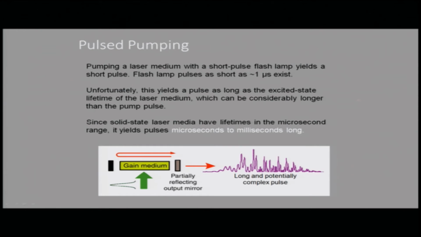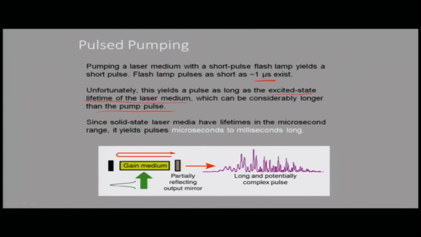So, instead of using a pulse shortening device, if you already have a pulse pumping device, then pumping a laser medium with a short flash lamp yields a short pulse. Flash lamp pulses as short as 1 microsecond can exist. Unfortunately, it yields a pulse as long as the excited state lifetime of the lasing media, which can be considerably longer than the pump pulse. Right. So, that is one of the issues here.